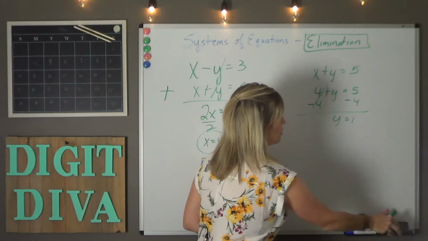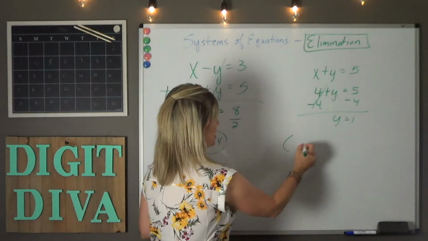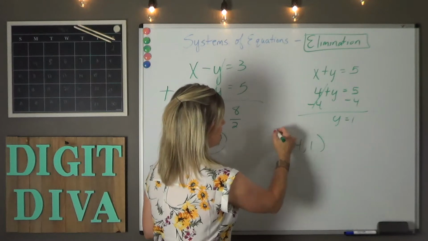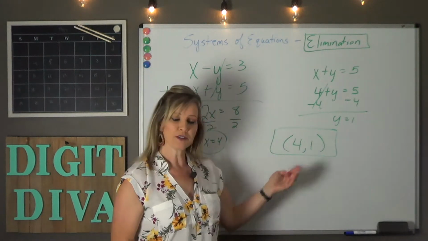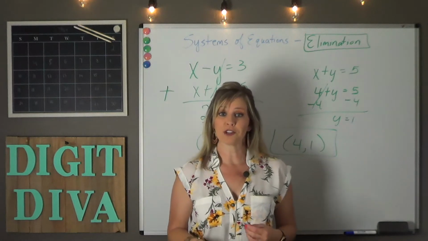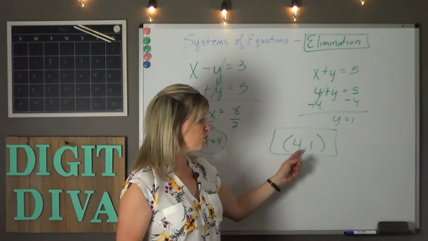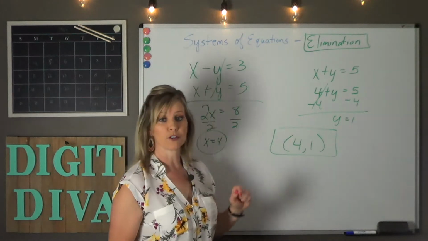Okay? So when I put my x and my y together, I have 4, comma 1. Ordered pairs are always listed in parentheses. So this is my solution. Again, how would we check to make sure we're correct? We would substitute in 4 and 1 into either one of those equations.